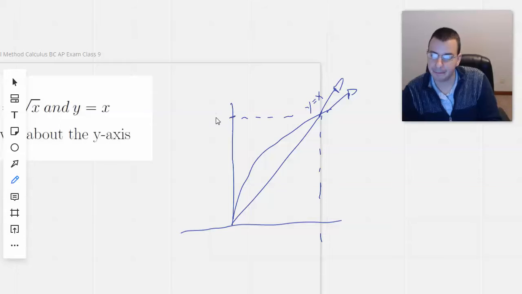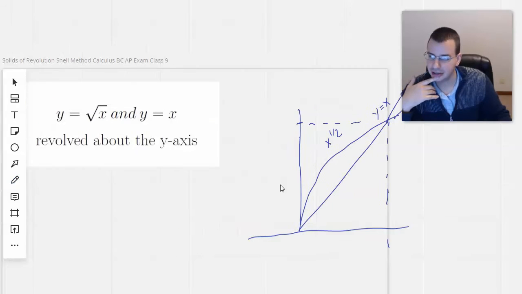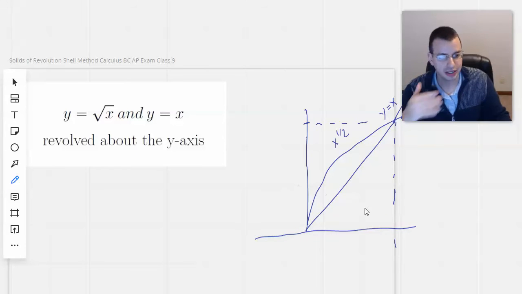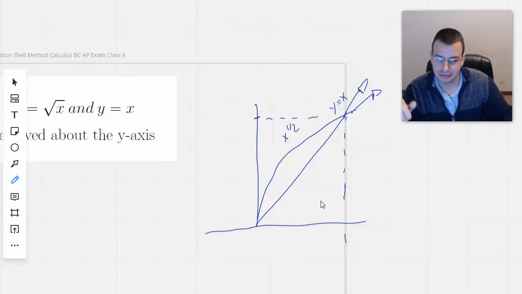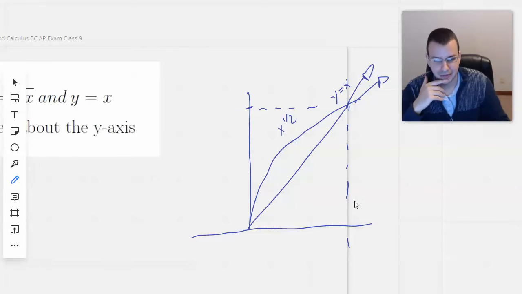Between 0 and 1, square root of x, x to the 1/2, will be bigger than y equals x. The way I remember that is, back in college, we would joke that you would be in the square root club if you took your GPA and square rooted it and it actually got bigger. It's not an enviable position.